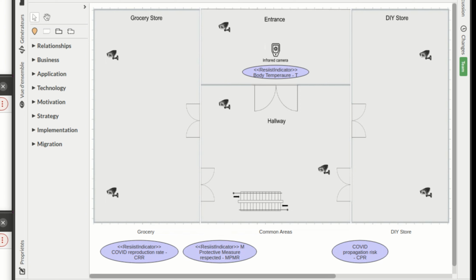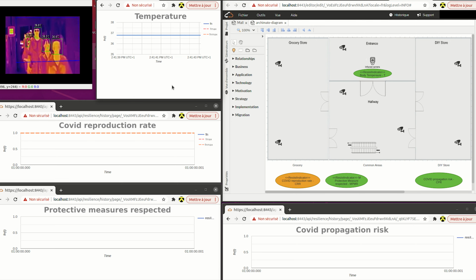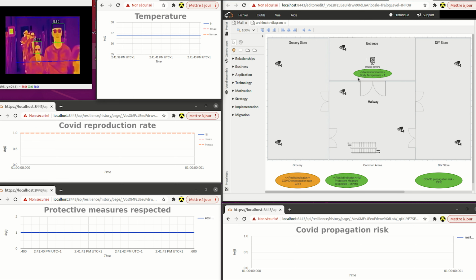The system data are collected by each camera and by the COVID National Information Collection System, and then integrated into the model elements acting as indicators. These are MPMR and T with the cameras, and CRR with the COVID National Information Collection System. For each of the indicators, we have on the left charts representing the evolution over time of the data from the sensors, cameras, etc.